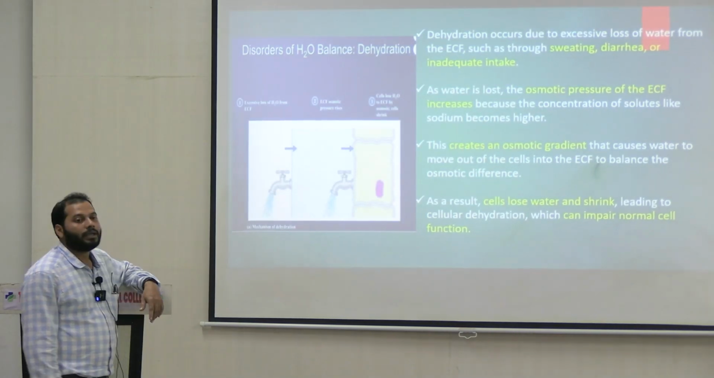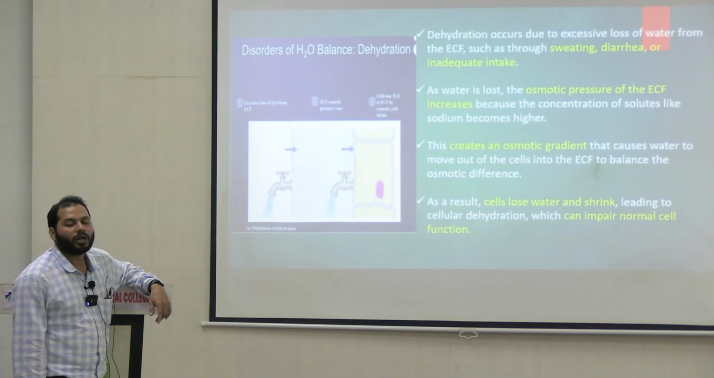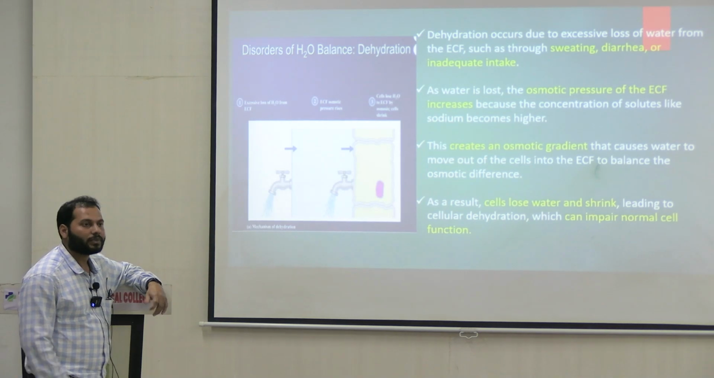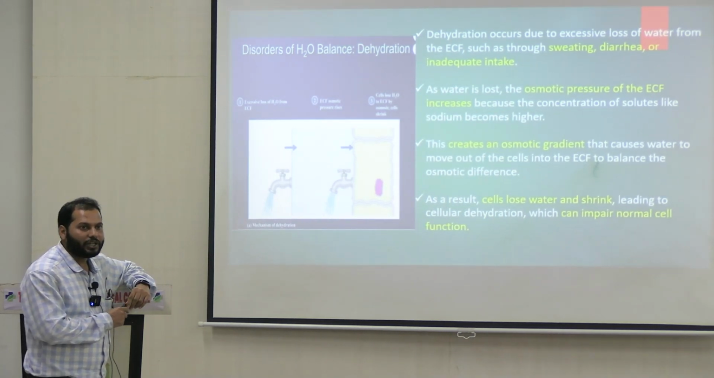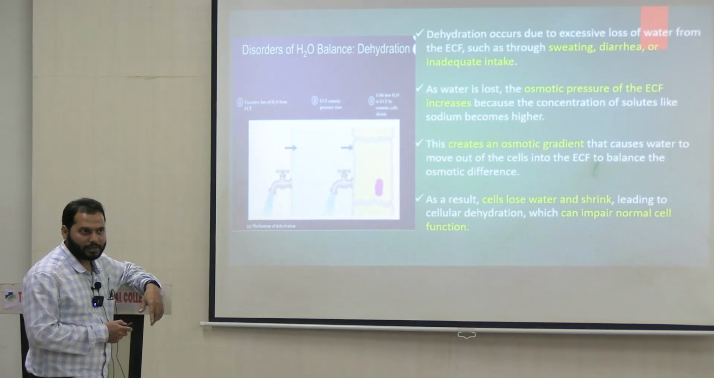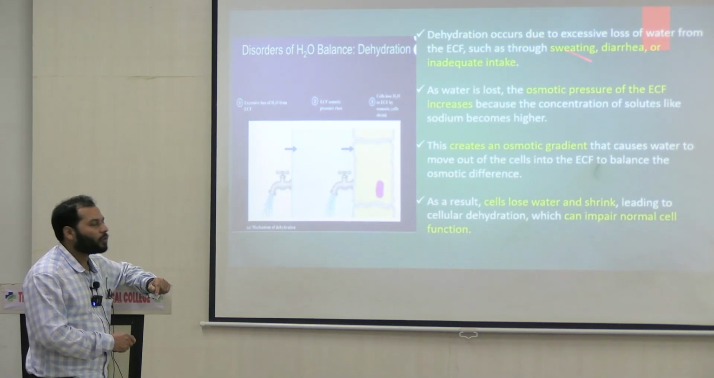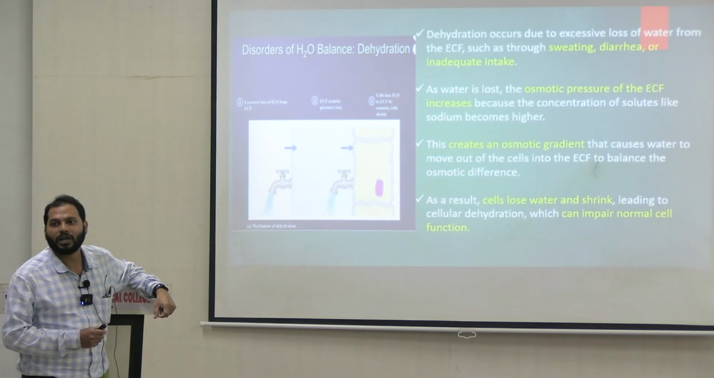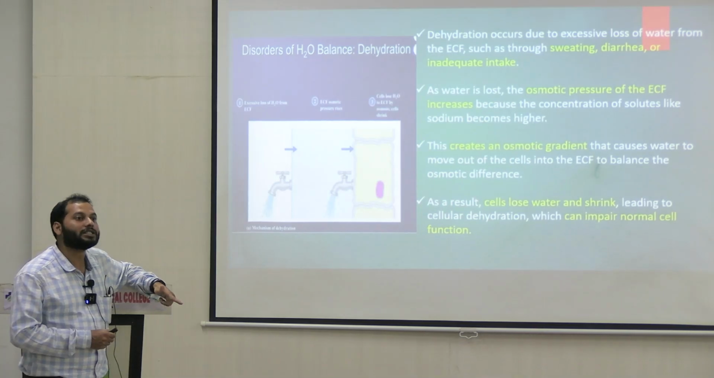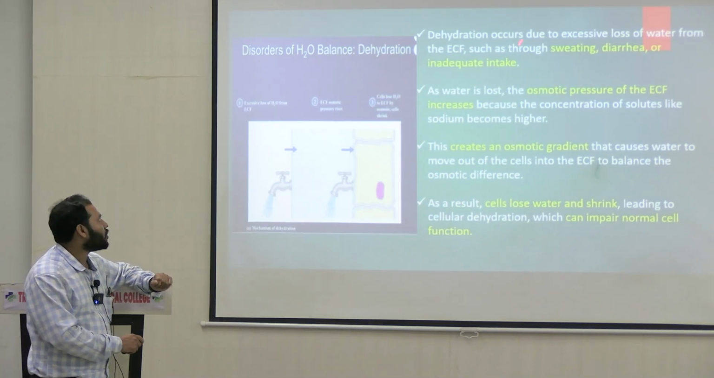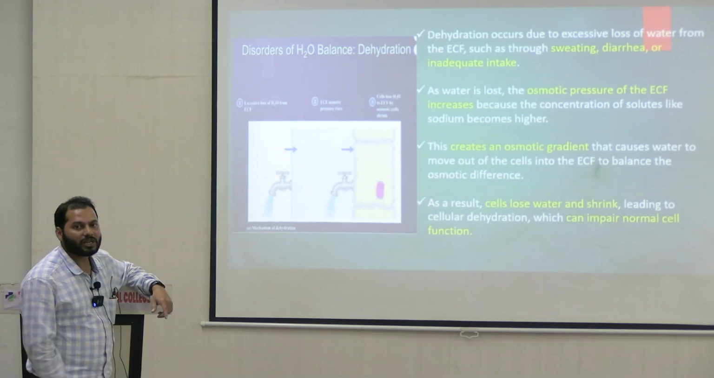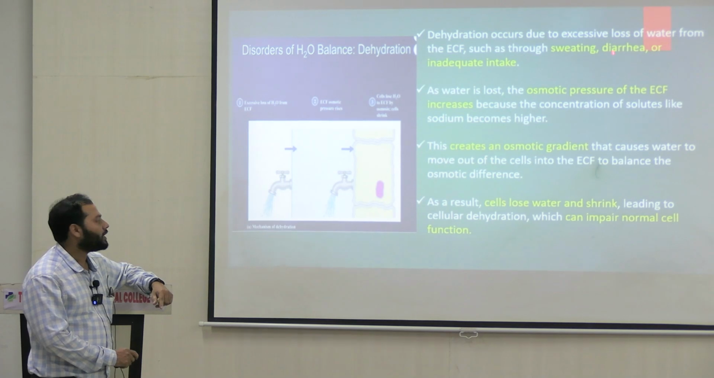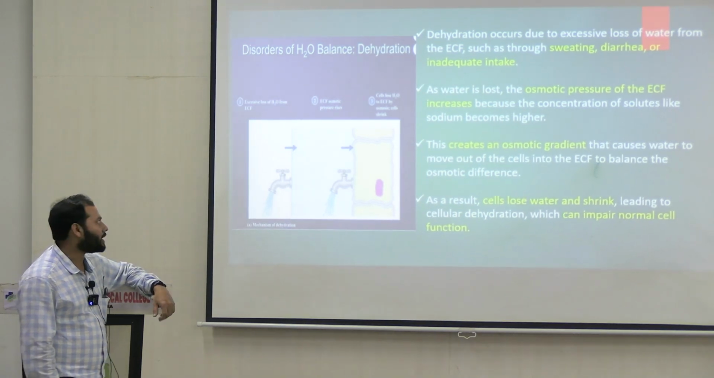See, an important condition is the disorder of water balance, or dehydration. So what actually happens in dehydration, and why does dehydration occur? There are certain routes through which there is a high chance of water loss, and that water loss is an important phenomenon by which dehydration may occur, right? So dehydration occurs due to excessive loss of water from the extracellular fluid. What are the major routes? Sweating, diarrhea and inadequate intake of water.